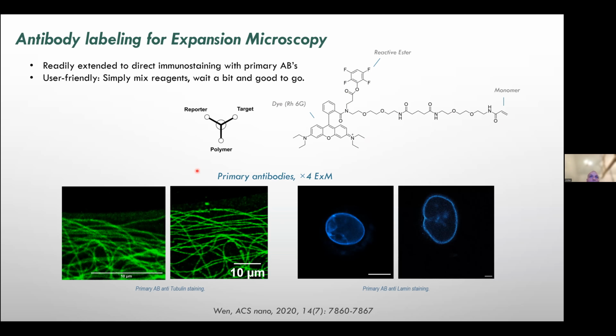And we moved to primary antibodies as well. What you see here is a tubulin staining, which we use as a model system a lot, or laminin staining with primary antibodies, pre-expansion always on the left, and then post-expansion images on the right.